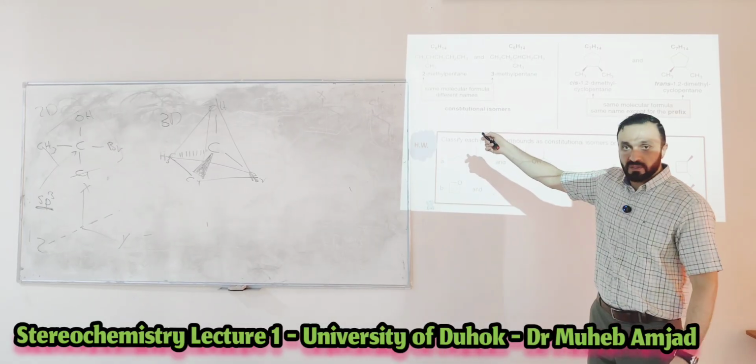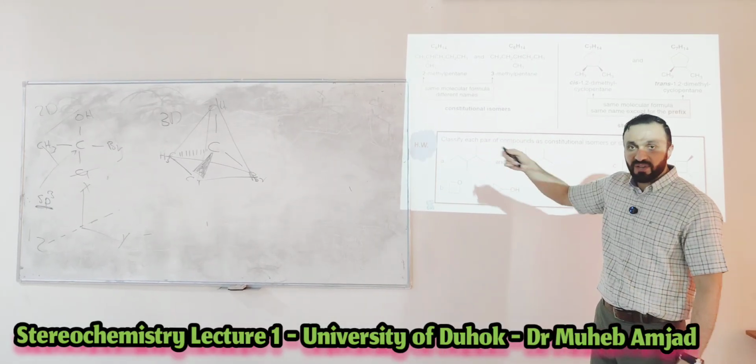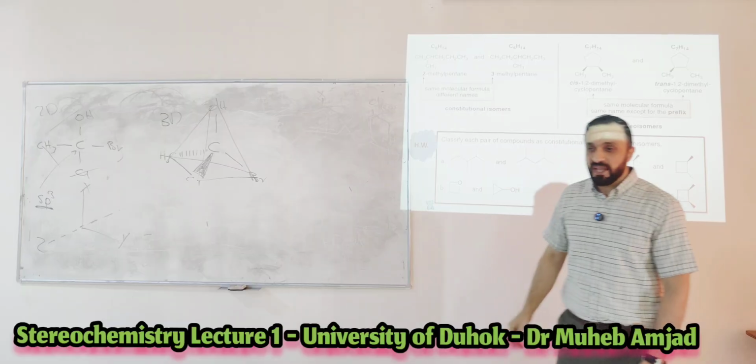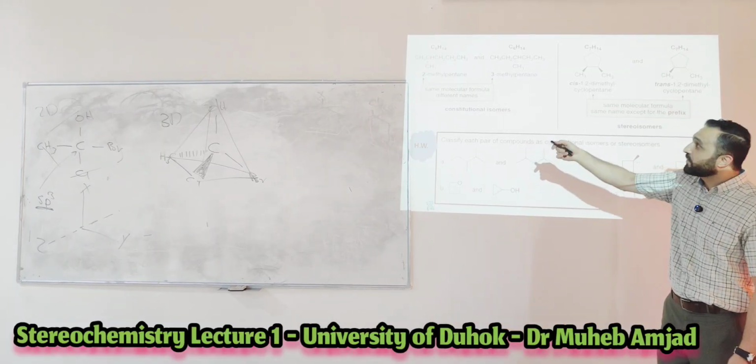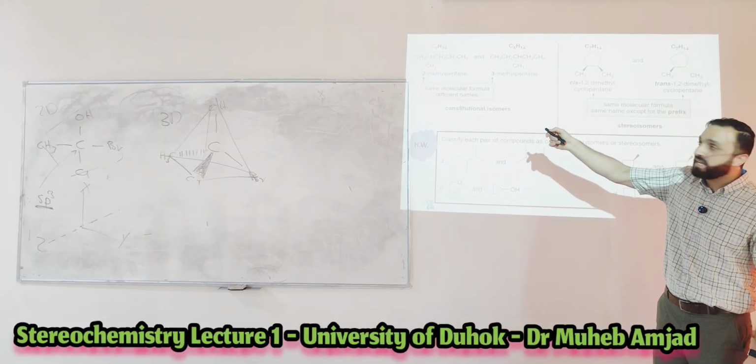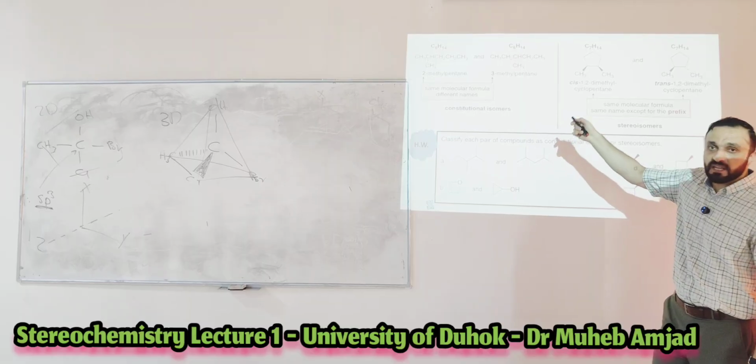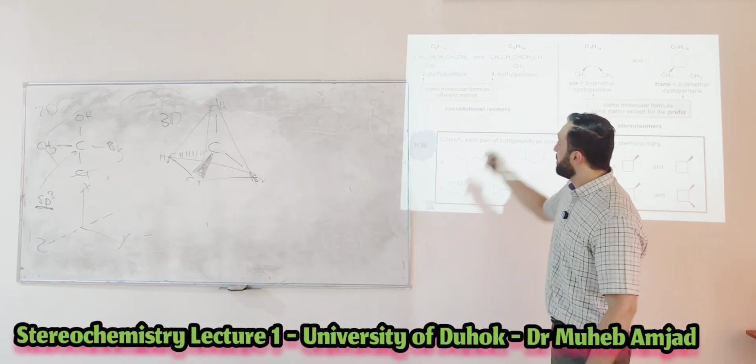This is 2. Well, this is a 3. Okay, that means different name. Go to the chemical formula. You have to calculate the chemical formula. What is the chemical formula? C6H14 and this C6H14. Same chemical formula but different name.